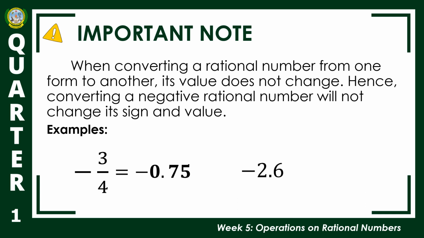At ang negative 2.6 naman ay negative 13/5. So, siya ay negative 2 and 6/10 na nireduce sa lowest term. Magiging negative 2 and 3/5. At yung negative 2 and 3/5 na yon, sulat natin, ay kinonvert na siya into improper. 5 times 2 is 10. 10 plus 3 is 13. Kaya siya negative 13/5. Okay?